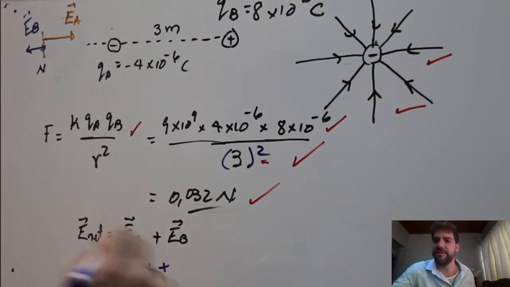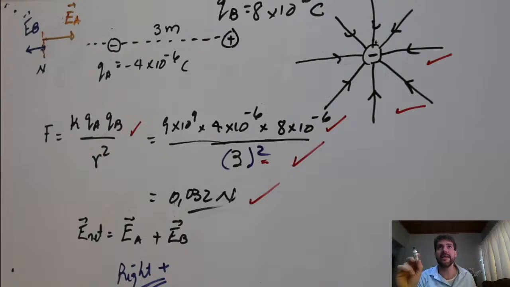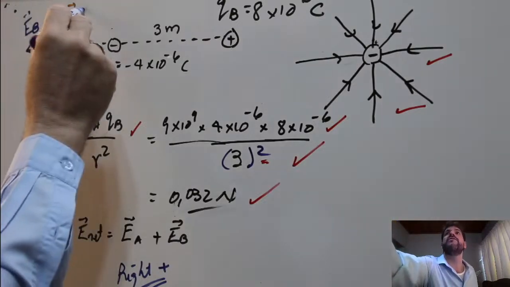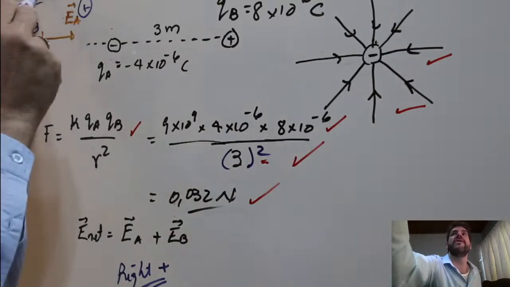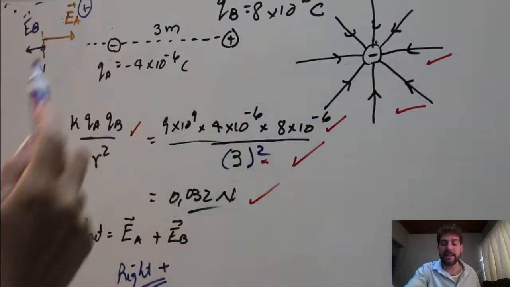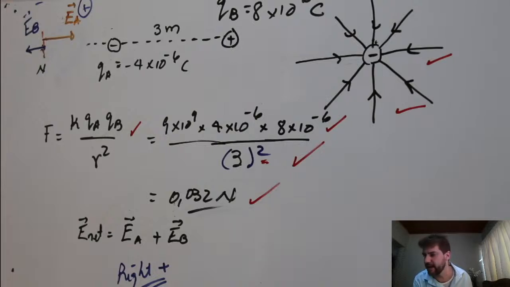Right is positive. It means the electric field due to A is going to be positive, and the electric field due to B is going to be negative. Not because of the charge, but because it's pointing in the other direction. All right? So I hope we are clear here.